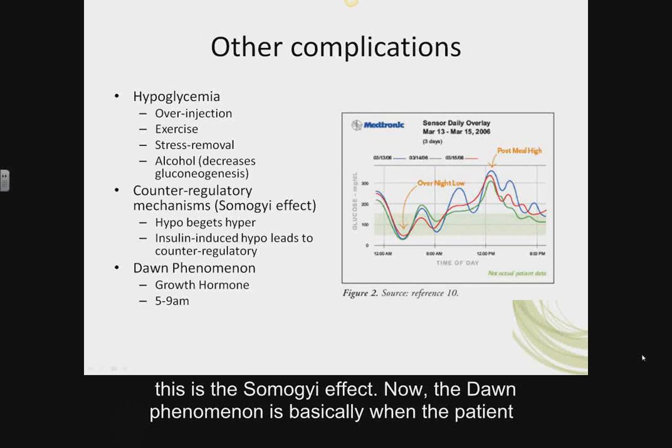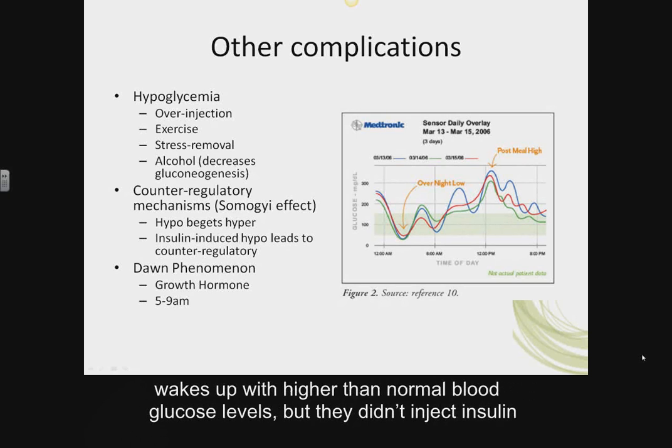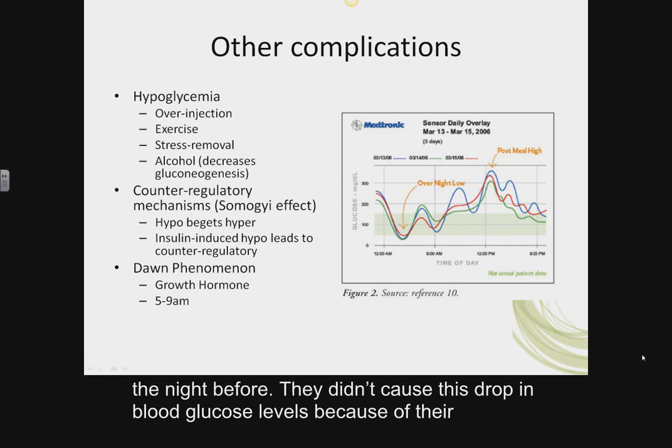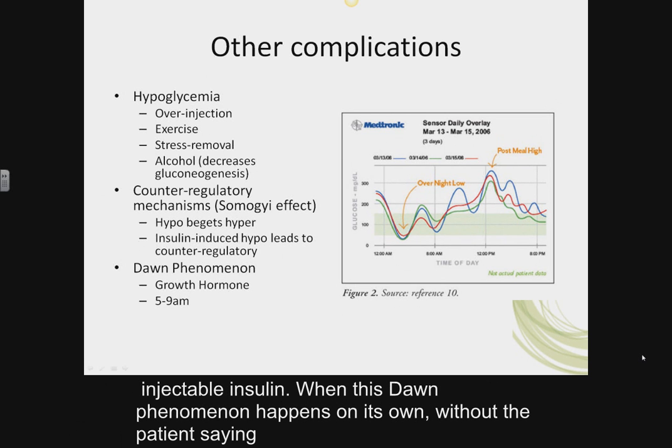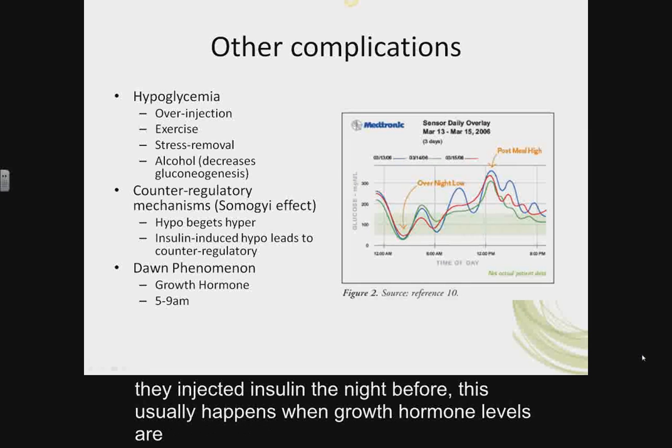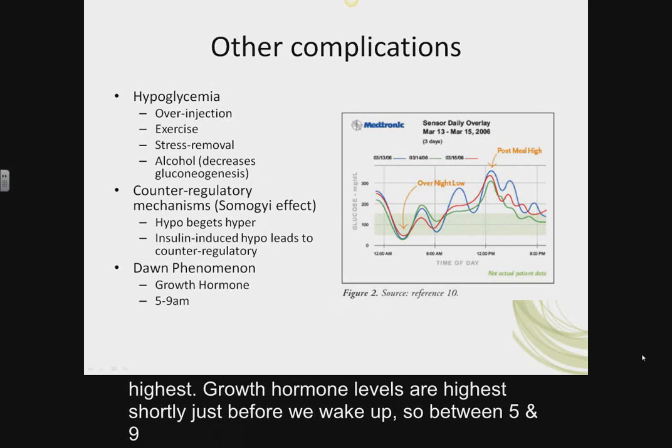Now the dawn phenomenon is basically when the patient wakes up with higher than normal blood glucose levels, but they didn't inject insulin the night before. They didn't cause this drop in blood glucose levels because of their injectable insulin. When this dawn phenomenon happens on its own, without the patient saying they injected insulin the night before, this usually happens when growth hormone levels are highest. Growth hormone levels are highest shortly just before we wake up, so somewhere between 5 and 9 a.m.